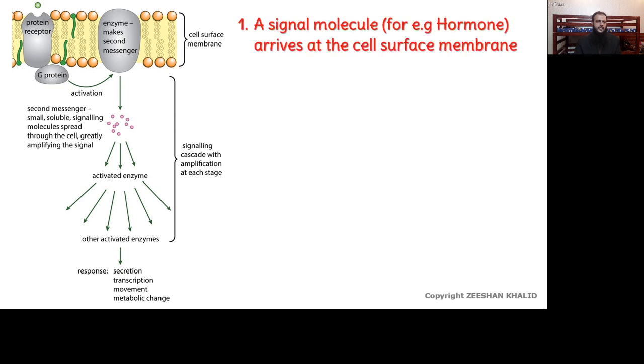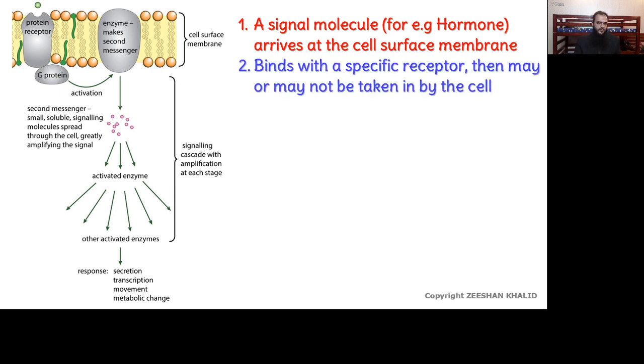So point number one, a signal molecule. For example, in this case, let's consider it's a hormone. Let's consider that green ball, if you like, is a hormone, and it arrives at the cell surface membrane, and it binds with a specific receptor that may or may not be taken in by the cell. Now, the word specific here is important. I want you to think about this.